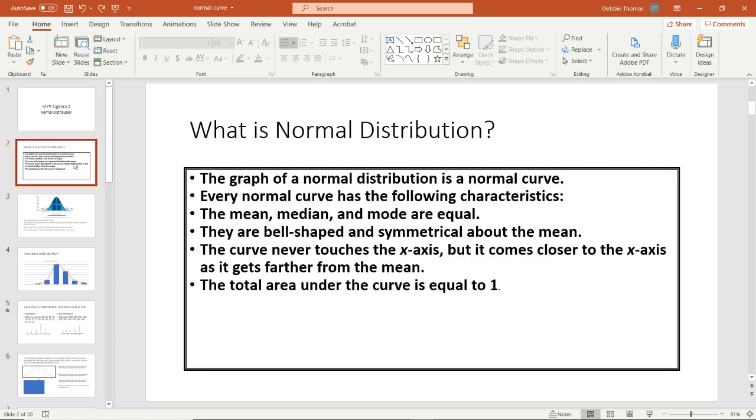All right, so what is normal distribution? What you see on the screen in front of you are all the concepts that are critical to a curve being considered a normal distribution curve. The graph of a normal distribution is a normal curve. It is the same thing we saw with the z-score, that bell-shaped graph. Every normal curve is going to have the following characteristics.